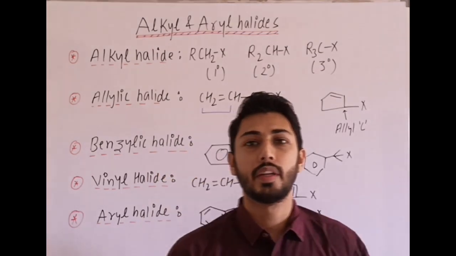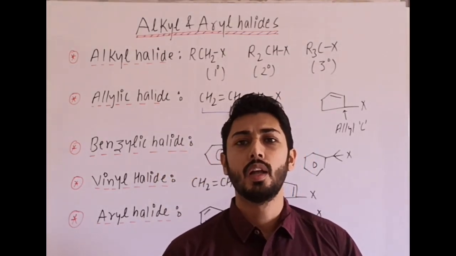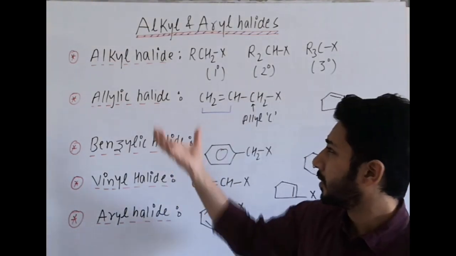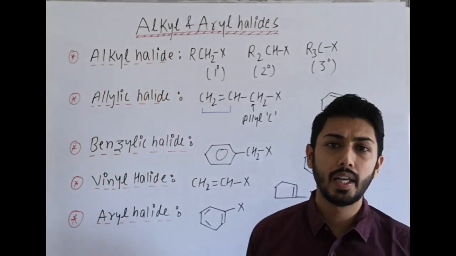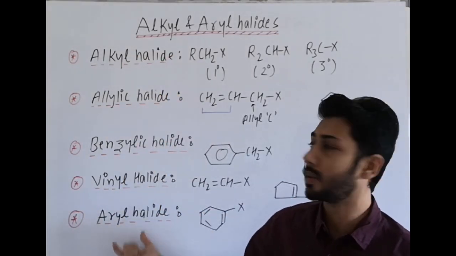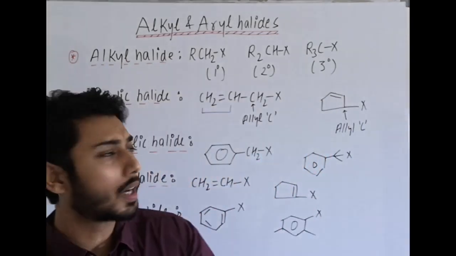Hello students, our today's chapter is alkyl and aryl halides, or haloalkanes and haloarenes. Initially, starting with some basic terms: what is the meaning of alkyl halide, allyl halide, benzyl halide, vinyl halide and aryl halides. Alkyl halide means halogen is attached to an alkyl group, an sp3 carbon.